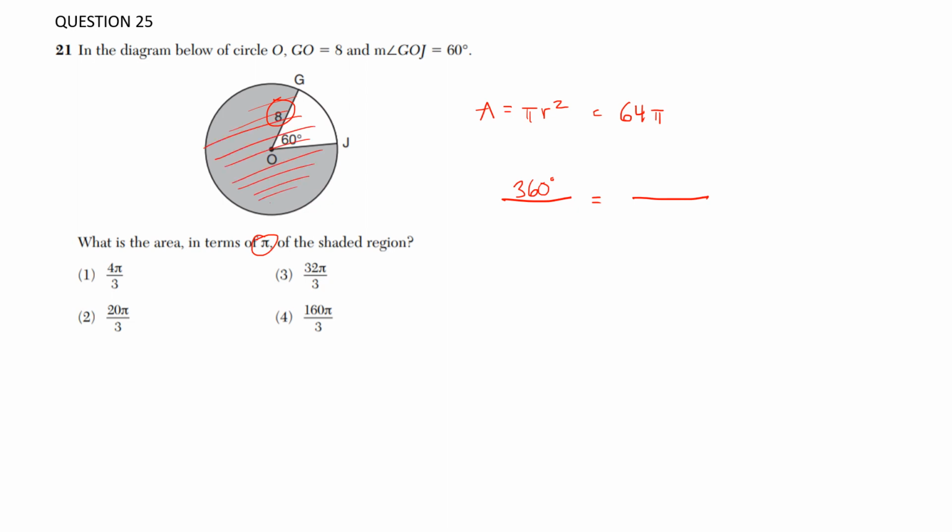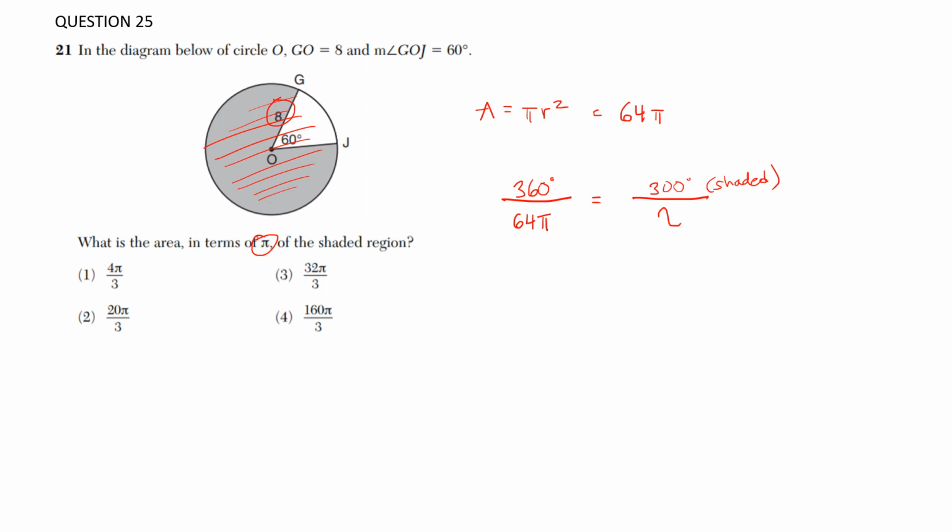The whole thing was shaded, 360 degrees, the full area is 64 pi. We want to know just that shaded region. We know a circle has 360 degrees, and 60 degrees, that sector GOJ, has been cut out. That leaves us with 300 in the shaded portion. So I'll write shaded.